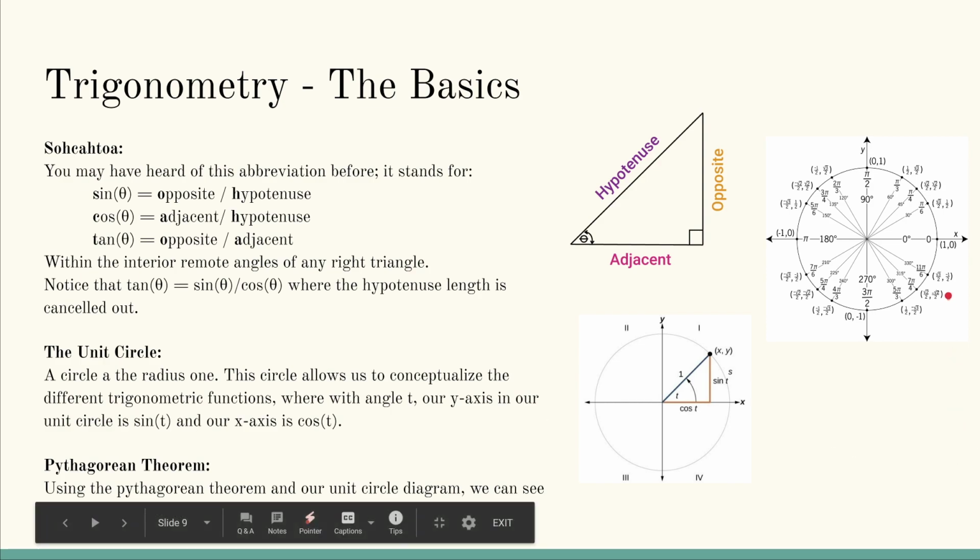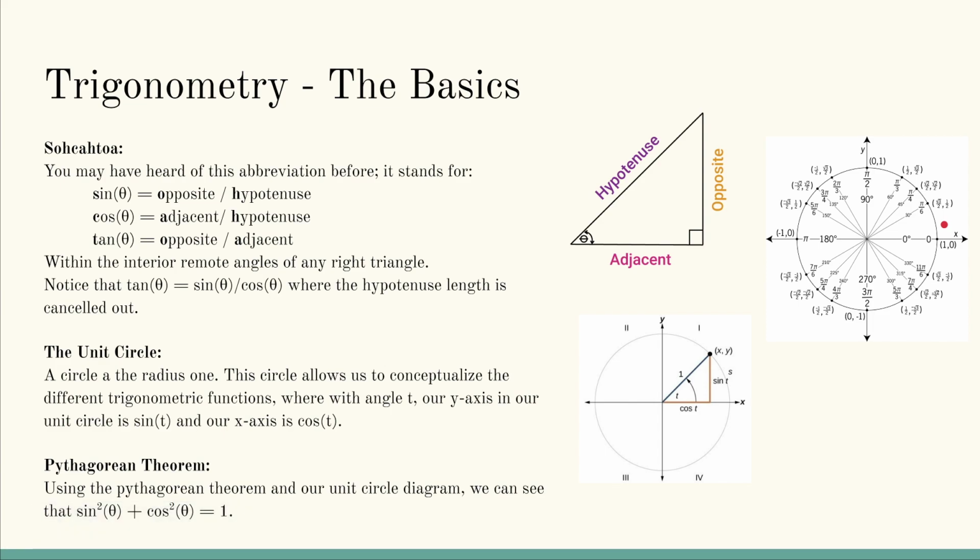So these are useful values in the unit circle. Sine of pi over 6 would be half, and cosine of pi over 6 would be root 3 over 2, and then sine and cosine both of pi over 4 would be root 2 over 2, and so on. The left value is cosine of theta, and the right value would be sine of theta. So this is x and y basically.